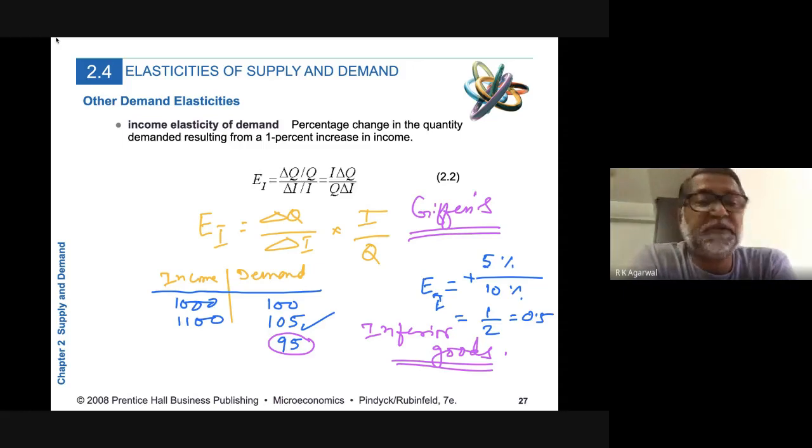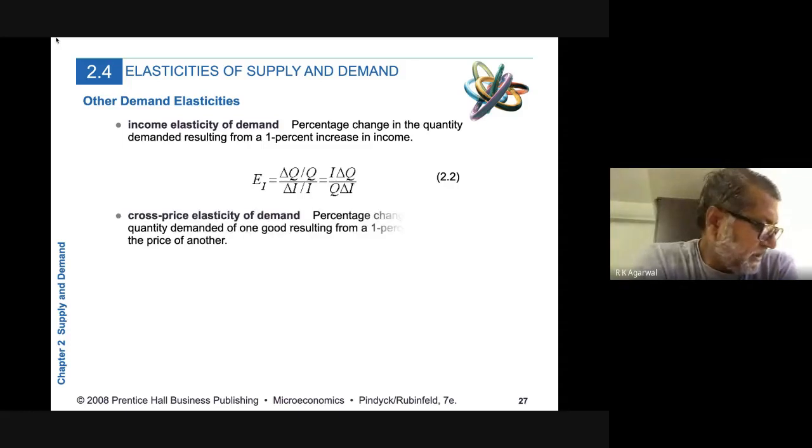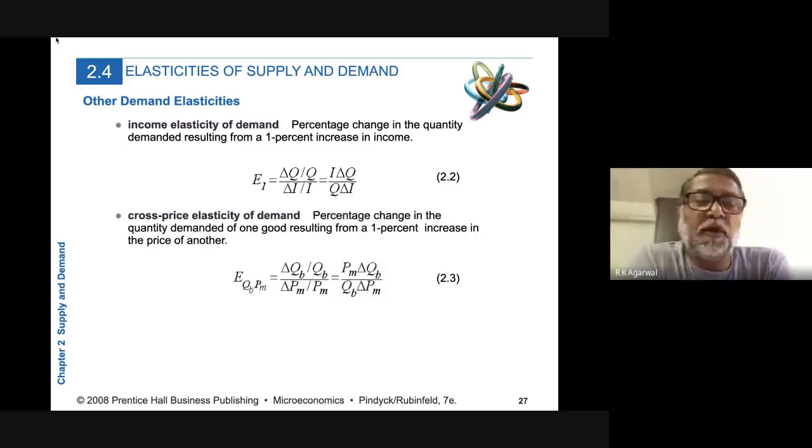Elasticity of demand with respect to income. Is this clear? Likewise, there is something called cross price elasticity of demand. What is cross price elasticity of demand? So just read it carefully. Percentage change in the quantity demanded of one product resulting from a 1% increase in the price of another product, not the same product, but another product.